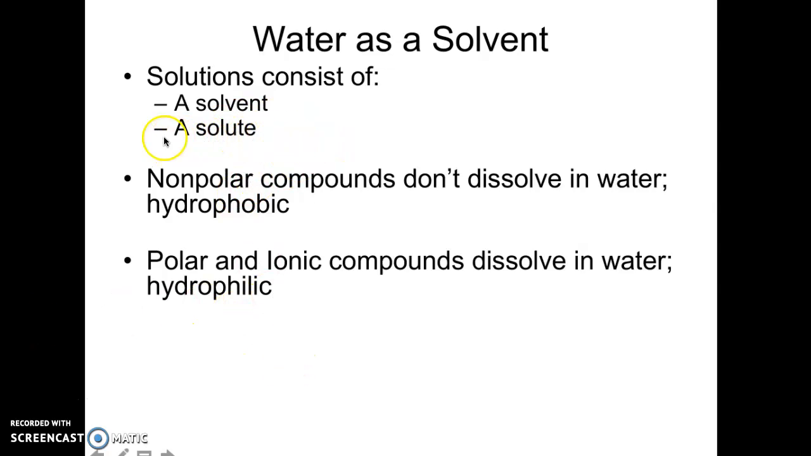So here maybe this is salt water, and we have salt as the solute and water as the solvent. So basically, polar and ionic compounds will dissolve in water because they are hydrophilic. They like water, so they'll easily mix together. So, salt and water, sugar and water, making kind of a simple syrup, things like that.